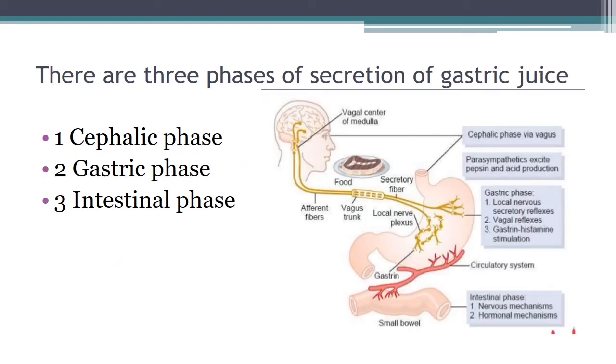Now there are 3 phases of the secretion of gastric juice. The first one is the cephalic phase, the second is the gastric phase, and the third one is the intestinal phase. Okay, 3 phases of the secretion of gastric juice into the stomach: cephalic, gastric, and intestinal. We will see them in detail in the next slide.